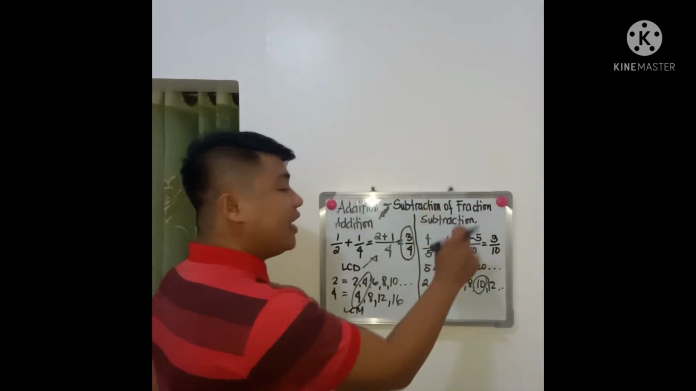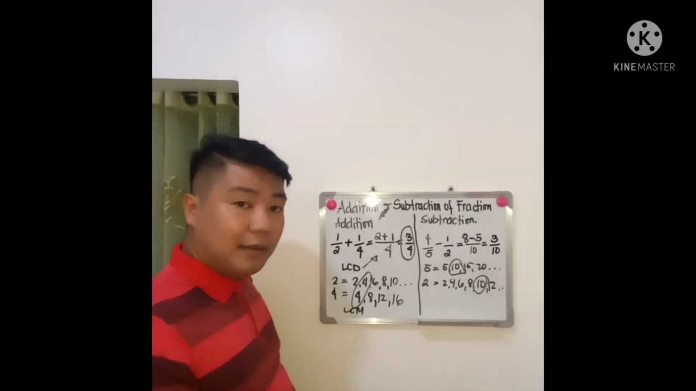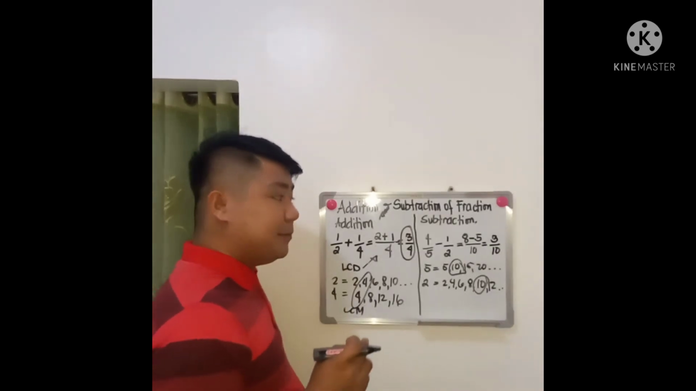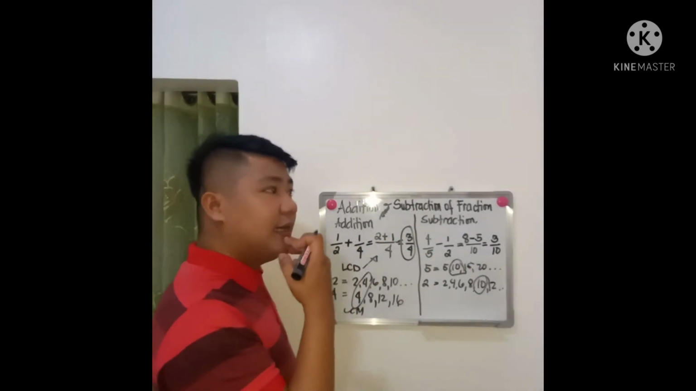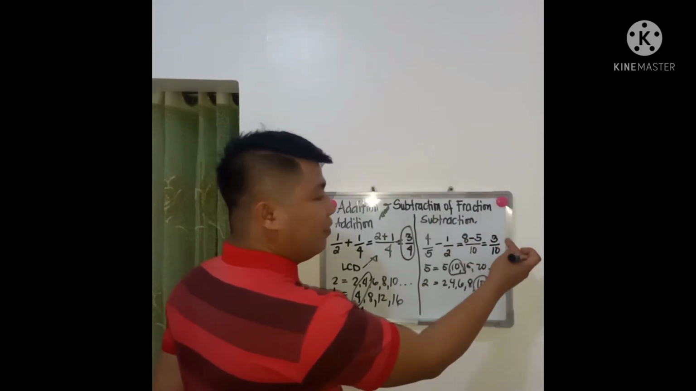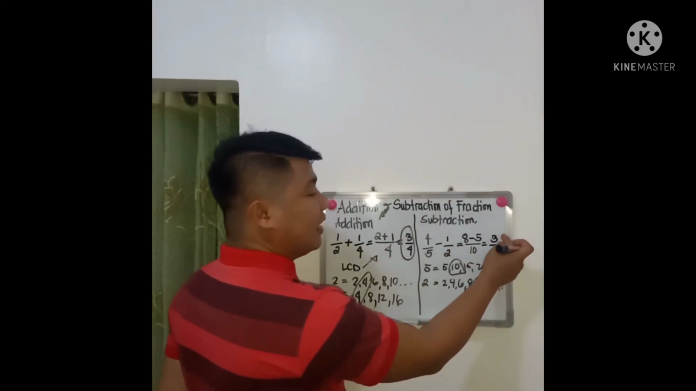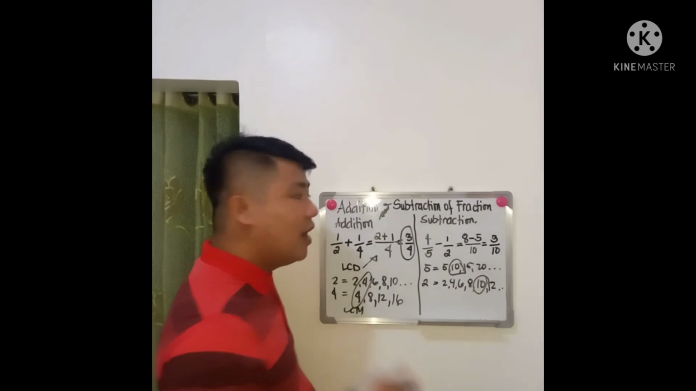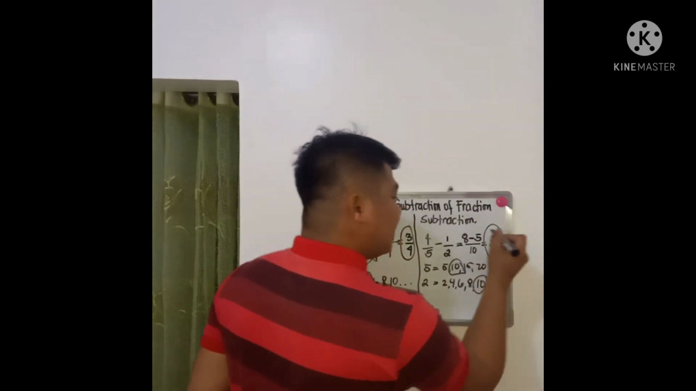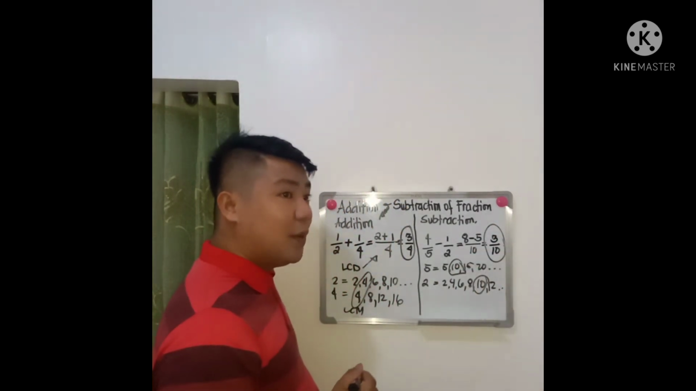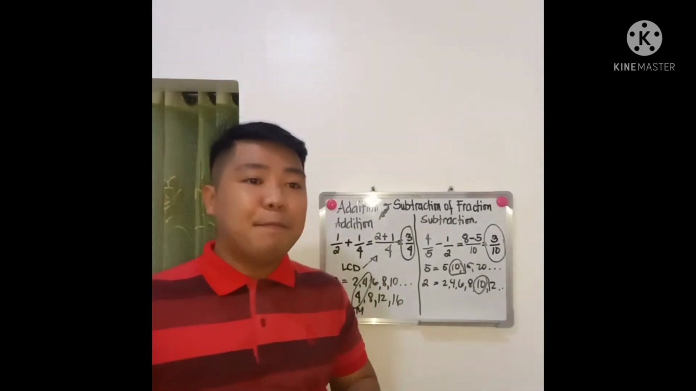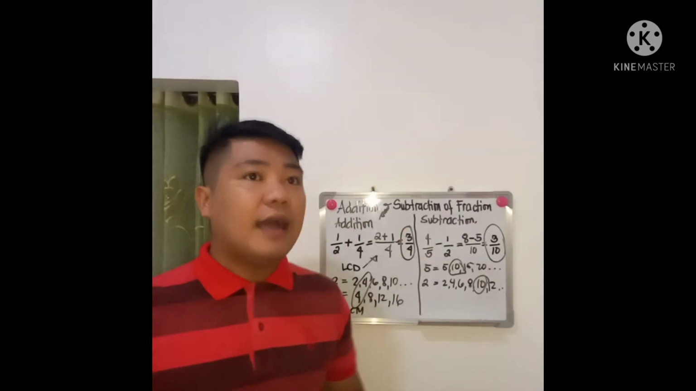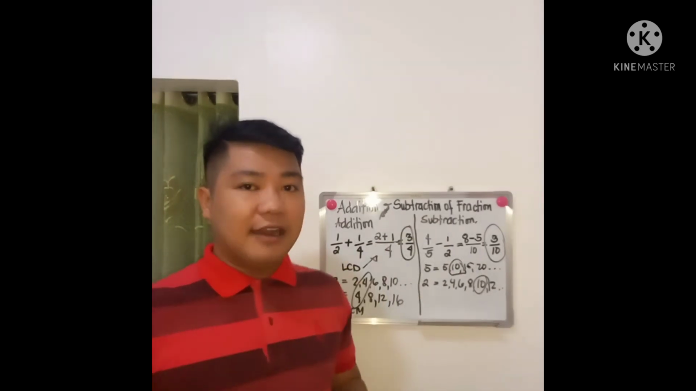Is 3 over 10 in the lowest term? Is there a common factor of 3 and 10 aside from 1? None. So therefore, 3 over 10 is in the lowest form. So that is how you simply add and subtract similar and dissimilar fractions.